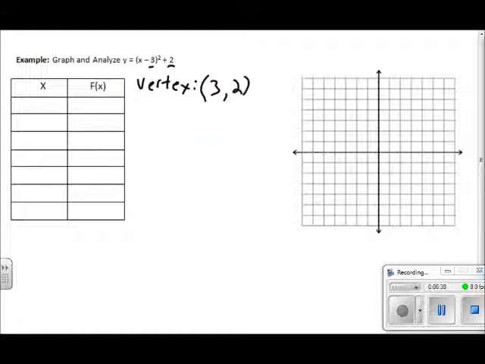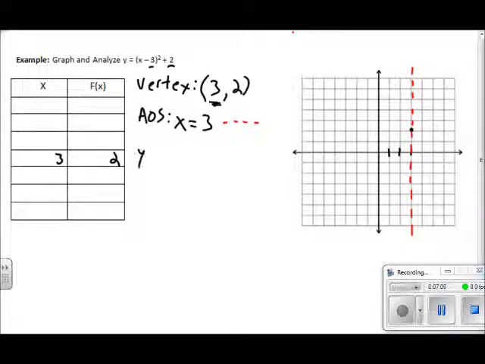So we can plot that point right away: 1, 2, 3, 1, 2. There's our vertex. We can also put that on our chart right away. We'd say (3, 2). Another thing we want to look at is the equation of the axis of symmetry, which would be x equals 3. So we would draw that line, x equals 3, right down the side there.